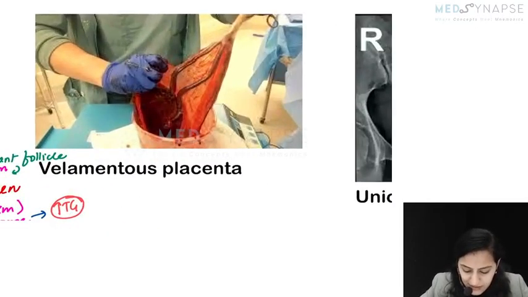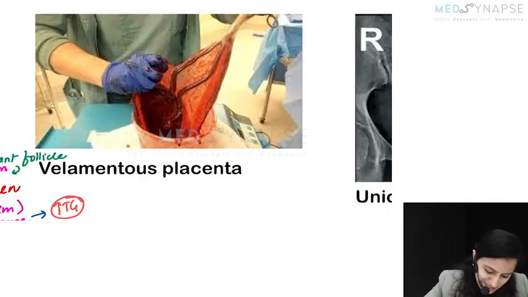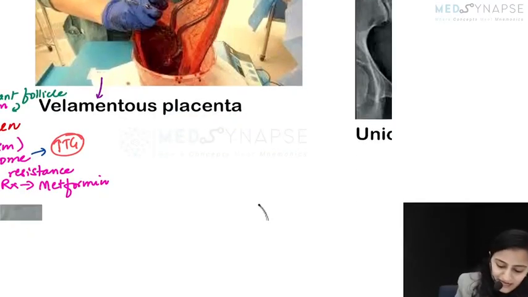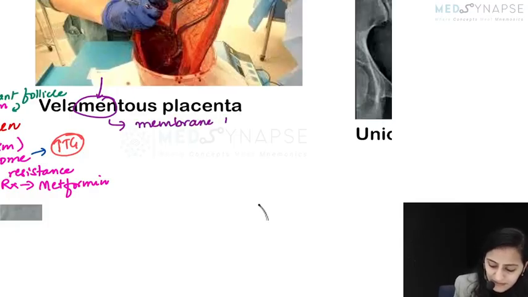What placenta is shown here? Is it filamentous? Is it battledore? Is it circumvallate? Is it circummarginate? This is written there, filamentous. Okay? This is filamentous. But the question is, why filamentous? In the filamentous placenta, the cord is inserted on the membrane. Membrane insertion.